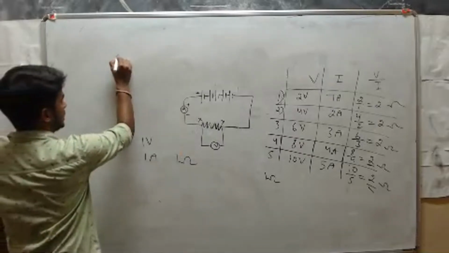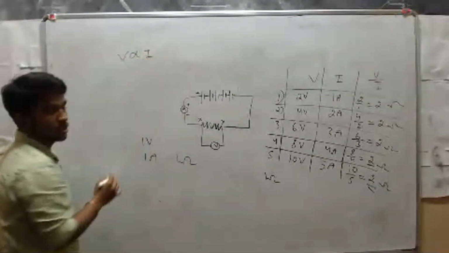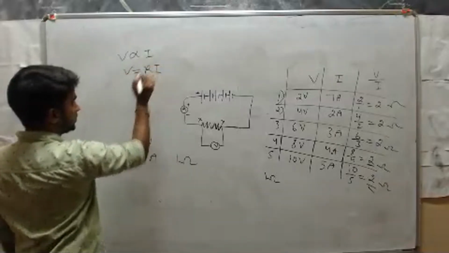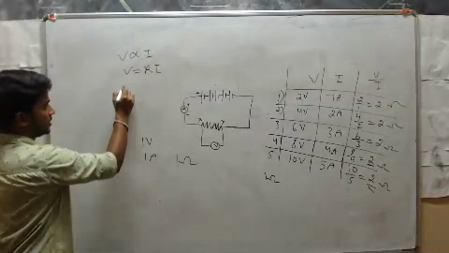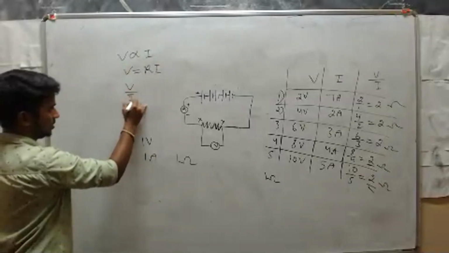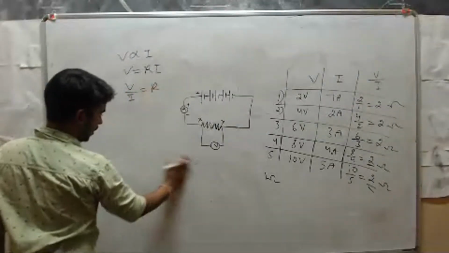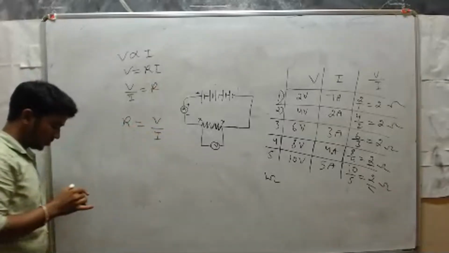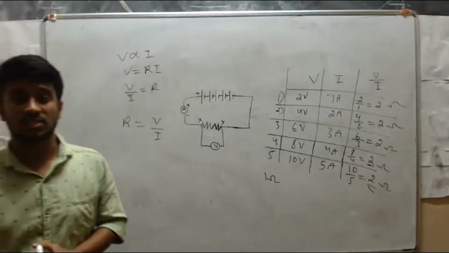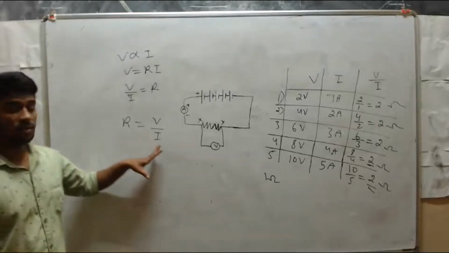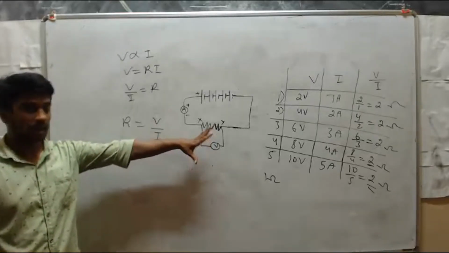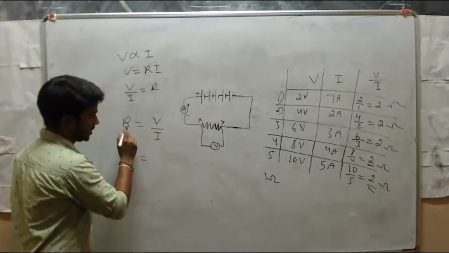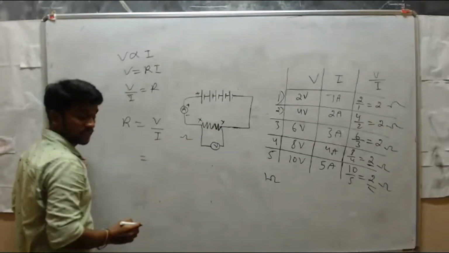See here, we got a relation. First, we got V is directly proportional to I. To remove the proportionality, we introduce one constant, that is R. Now bring I to this side, so V by I is equal to R, R is equal to V by I. So what is R? R means resistance. Resistance is the flow of opposition of electrons. We measure resistance in ohm.